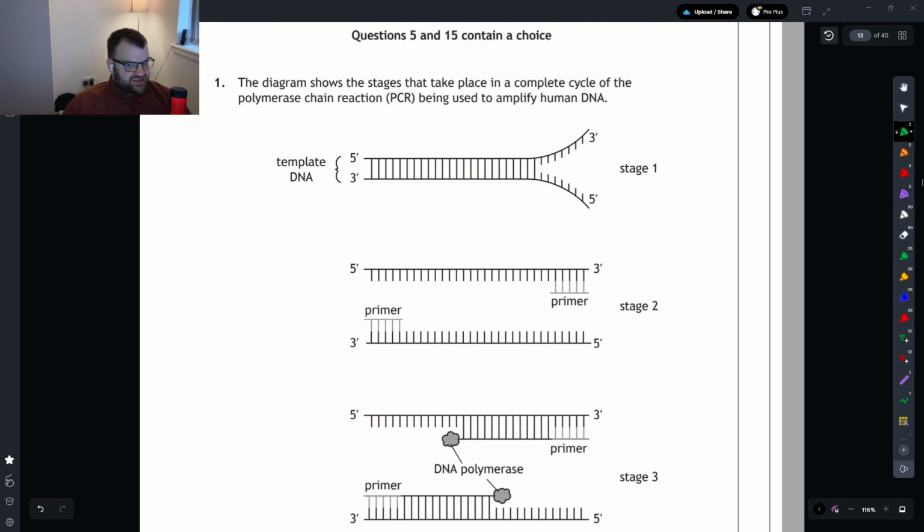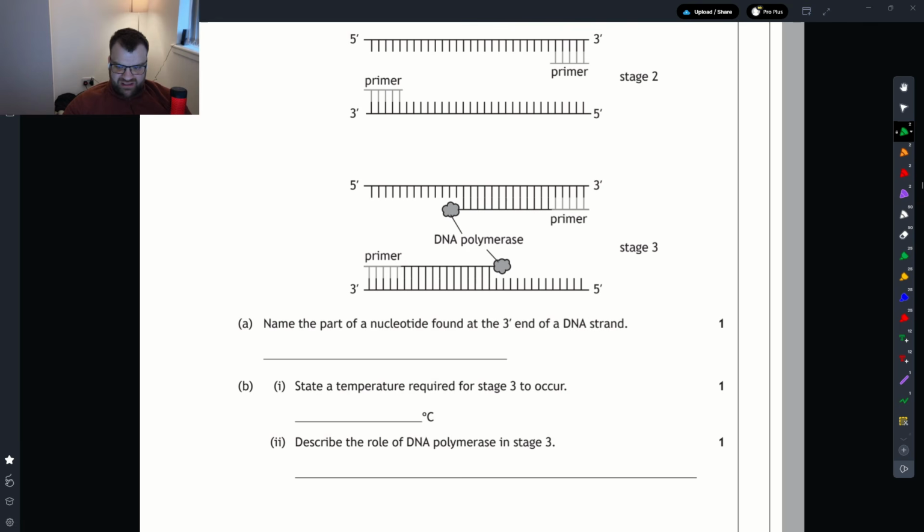Over to the next one, we're on to DNA and PCR, polymerase chain reaction, where we're making lots of copies of DNA very quickly. We're amplifying the DNA. So at the 3 end of the DNA strand, here's my wonderful diagram. We have the phosphate at the 5 end. We then have our sugar. Not going to lie, I forgot to put it in, but it doesn't really matter too much. This is the 3 part.